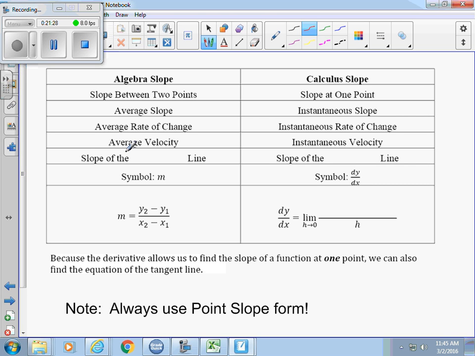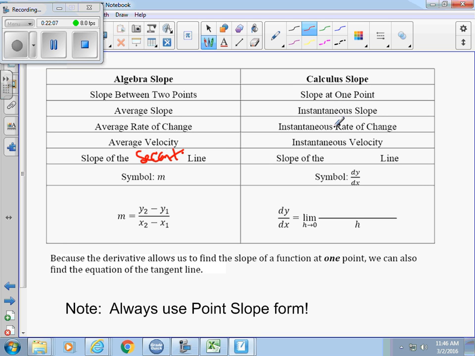In algebra, we found the slope between 2 points, which was the average slope. That's always what we were finding when we found slope. Average rate of change, average velocity. We might not have known what it was called, but we were finding the slope of the secant line. So this is all algebra stuff. If it asks you to find the slope of the secant line, you are doing algebra 1 stuff. y2 minus y1 over x2 minus x1.